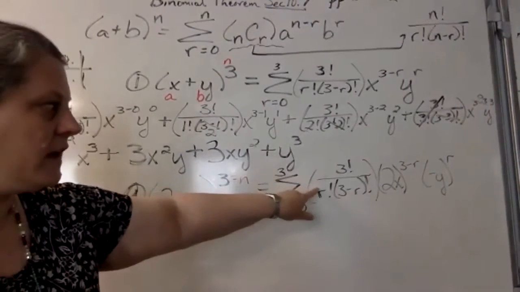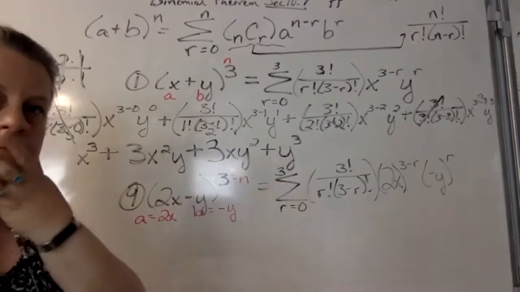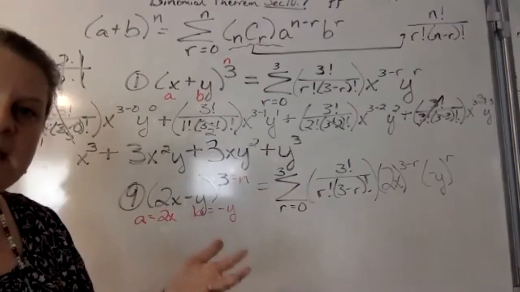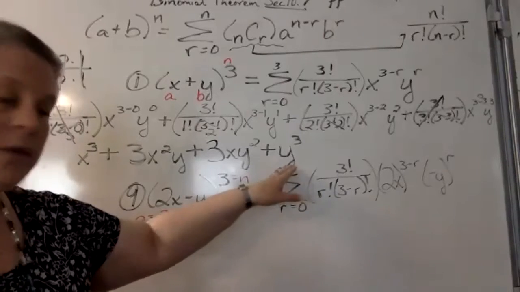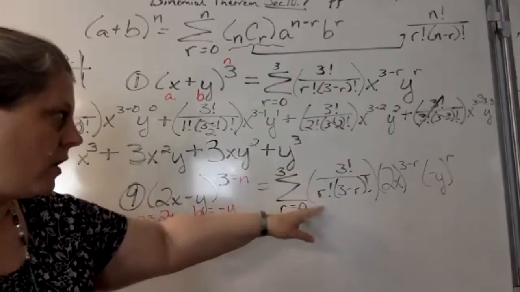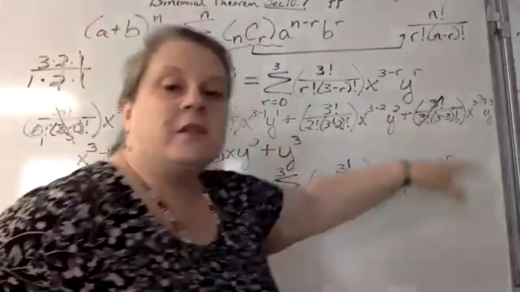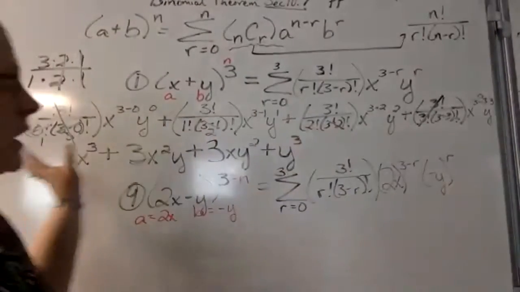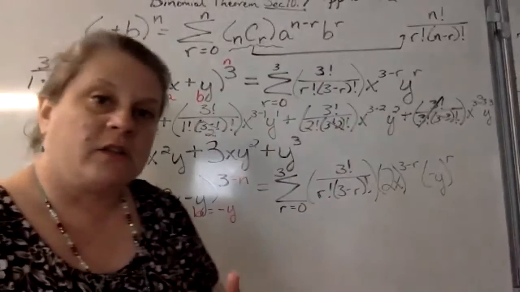Is this part right here going to be the same as what we did on number 1? Yes, because it's the same numbers, right? We're going from 0 up to 3. So I'll do r is 0, r is 1, r is 2, r is 3. So that factorial part is going to work out to be the exact same. So my coefficients are going to start off the same.